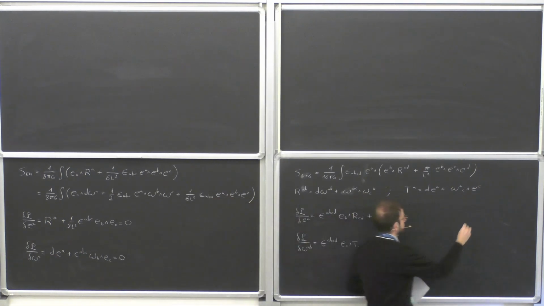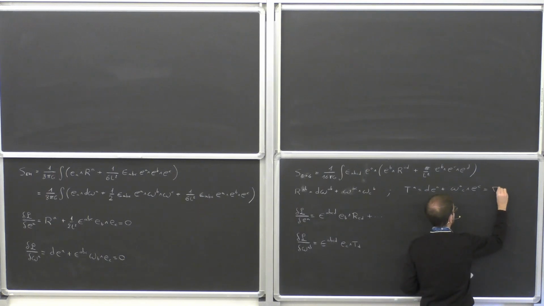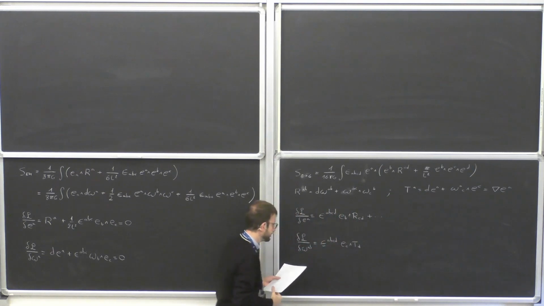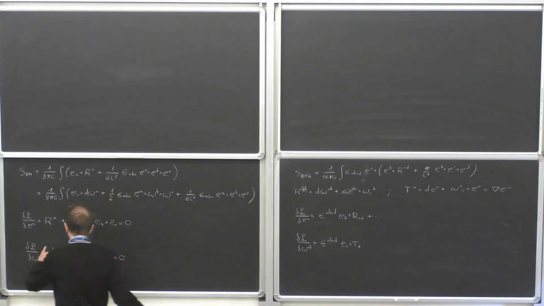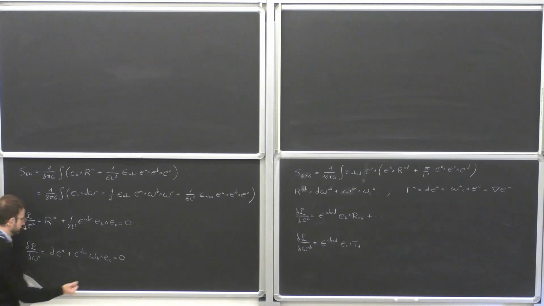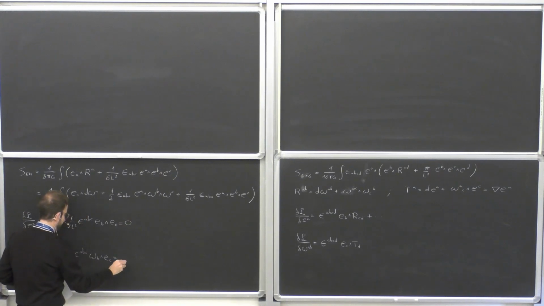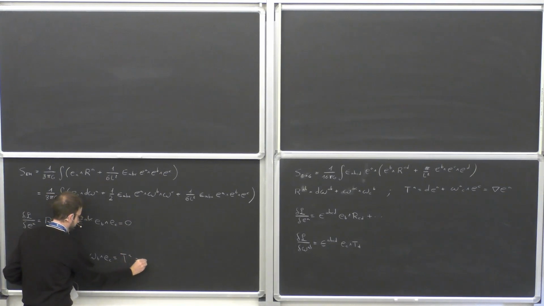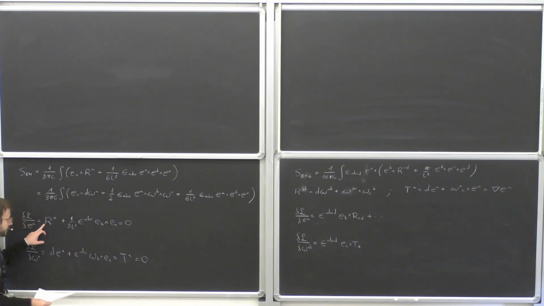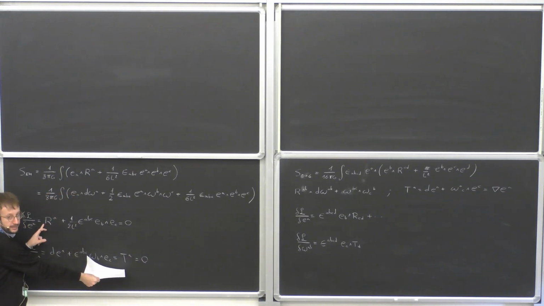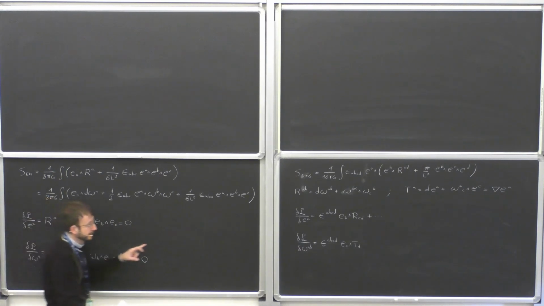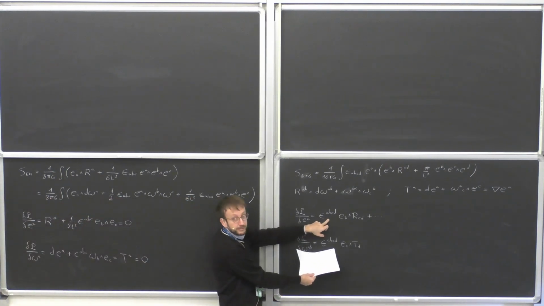Which I can also write in this form. So I got exactly the same objects that I had here, because also in this case this object is just a torsion. But here the two of them come bare somehow. There are no other objects contracted with them, while here I have several objects contracted with them.